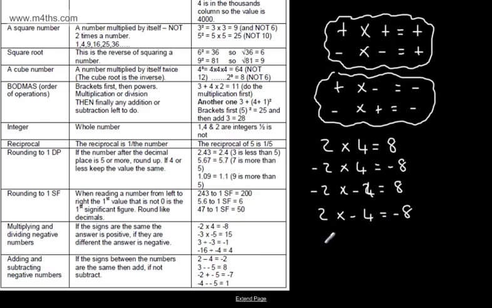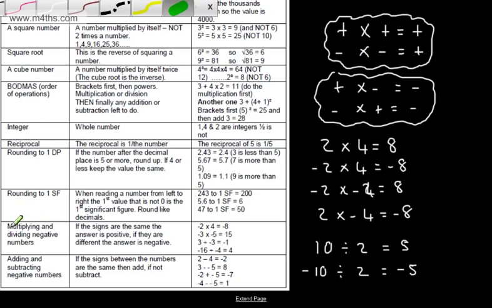So if we were doing, for example, let's do 10 divided by 2, we know the answer is going to be 5. If we had minus 10 divided by 2, this is going to give us minus 5, as one is positive and one is negative. Same goes, minus 10 divided by minus 2 will give us positive 5. So your take-home message is, if the signs are the same when multiplying or dividing, your answer will be positive.